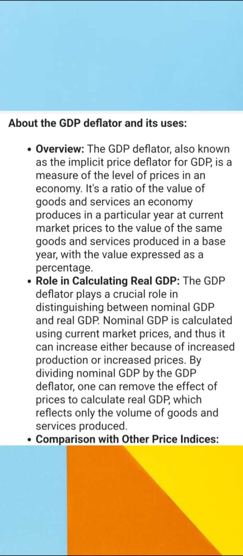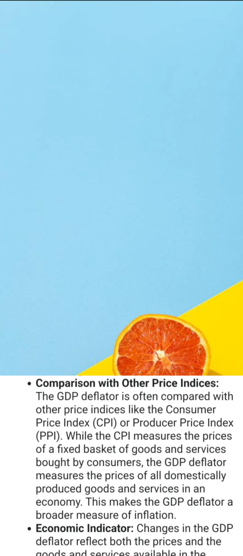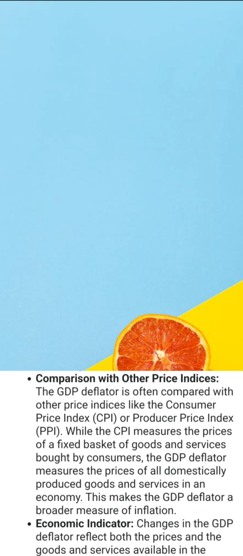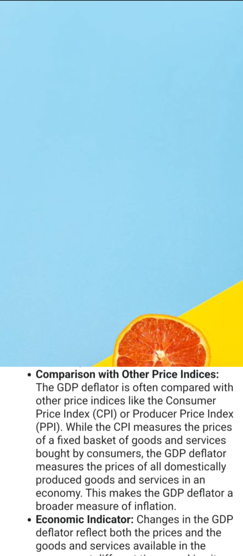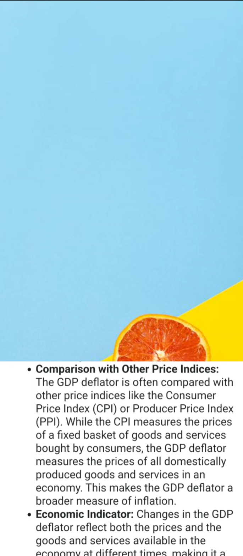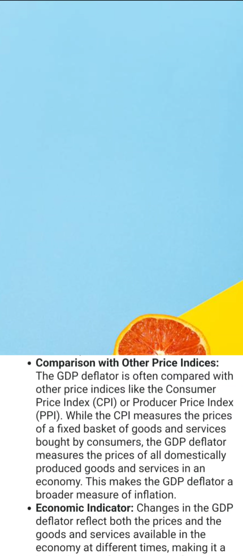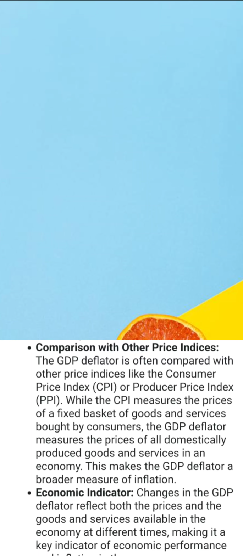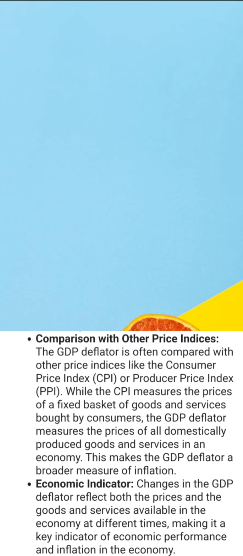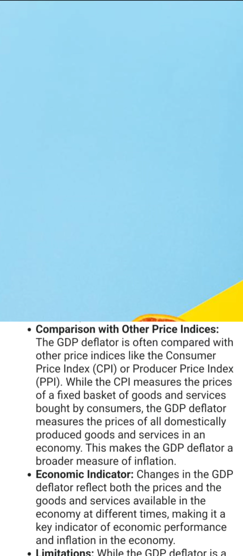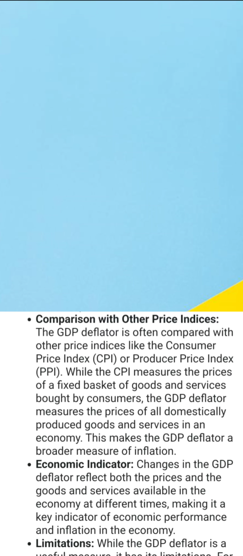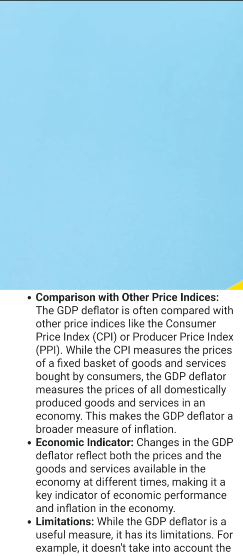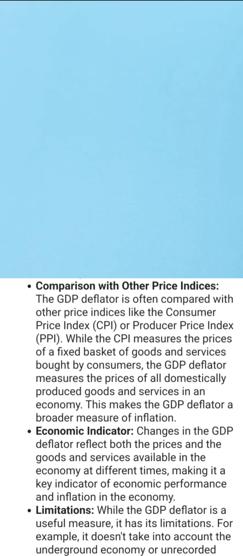Comparison with other price indices. The GDP deflator is often compared with other price indices like the Consumer Price Index, CPI, or Producer Price Index, PPI. While the CPI measures the prices of a fixed basket of goods and services bought by consumers, the GDP deflator measures the prices of all domestically produced goods and services in an economy. This makes the GDP deflator a broader measure of inflation.